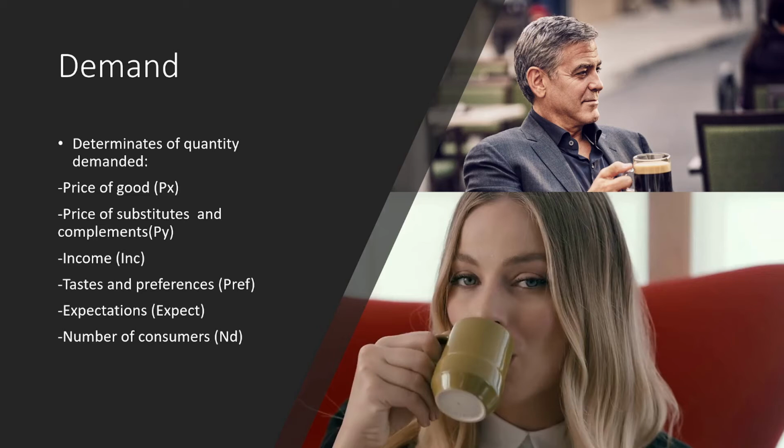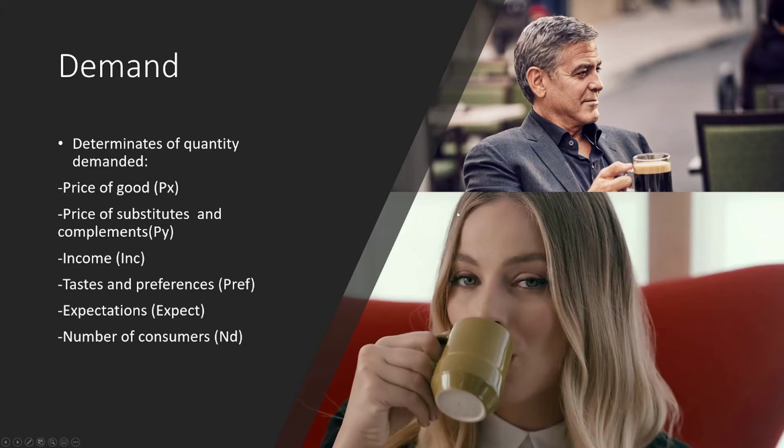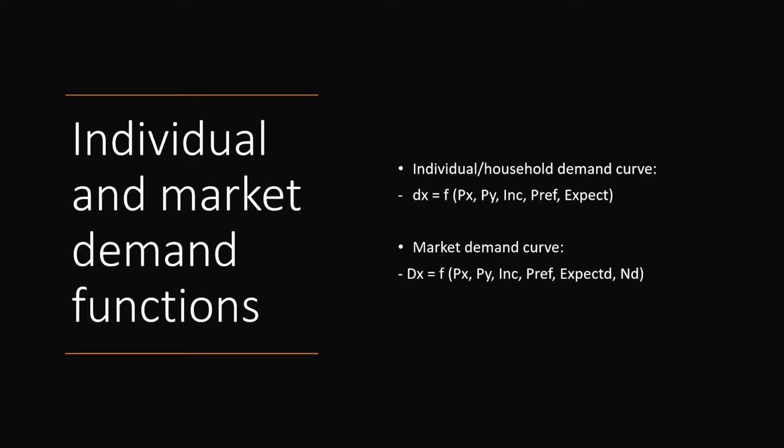So what we have here, we've got price and then a number of facets of demand exogenous to price. Okay, so here we should hopefully start to realize that what we're listing here is a function. Demand for coffee is a function of price of the good, price of substitutes and complements, income, tastes and preferences, expectations, and number of consumers. Demand is a function. We have two functions here, one for individuals and households and one for markets.